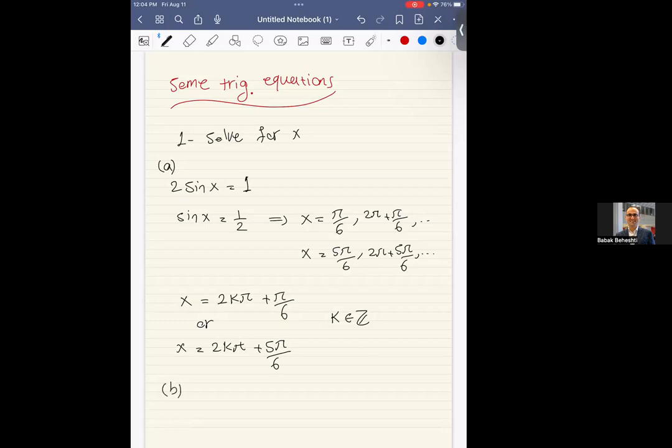So b: sine x equal to 0. What is x? x can be 0, pi, 2 pi. So in general, the general solution is x equal to k times pi for any integer k.